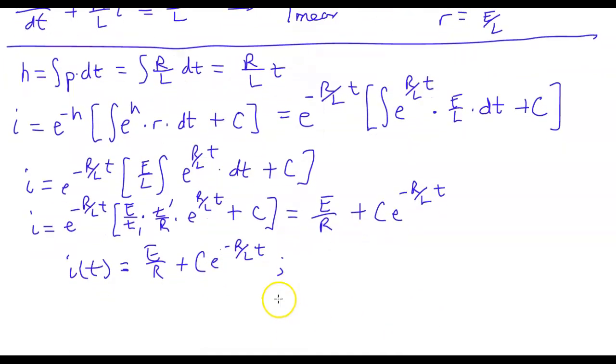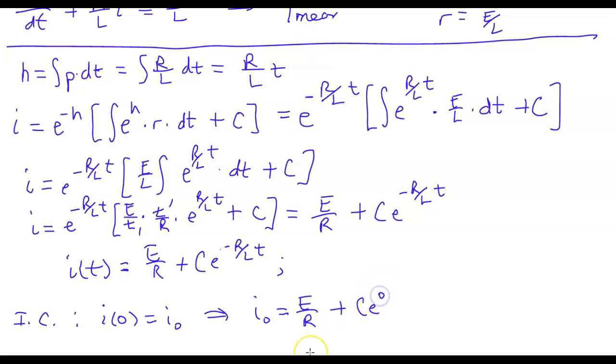And so, of course, from here, if we use the initial condition, so we'll just call it IC, I of 0 is equal to I sub 0. And that's going to imply here that I sub 0, which is what that's going to represent when I plug in 0 here, is E divided by R plus C e raised to the 0. And so here, e raised to the 0, that's just 1.